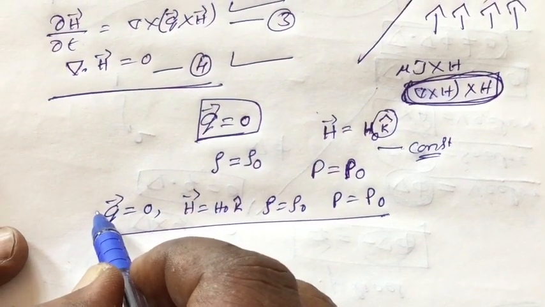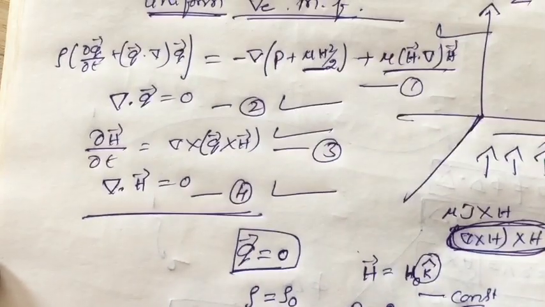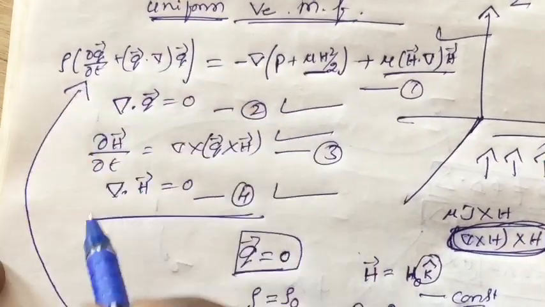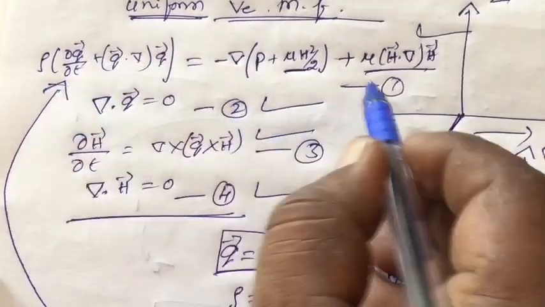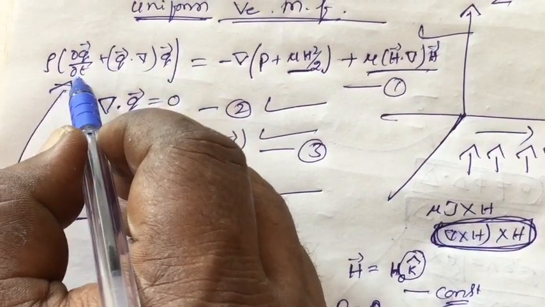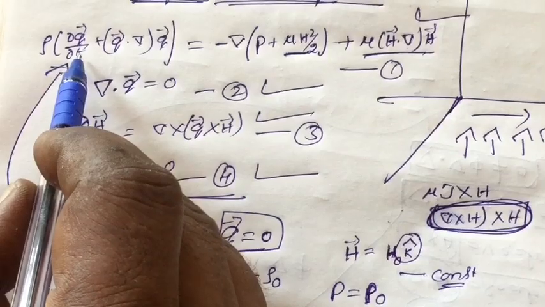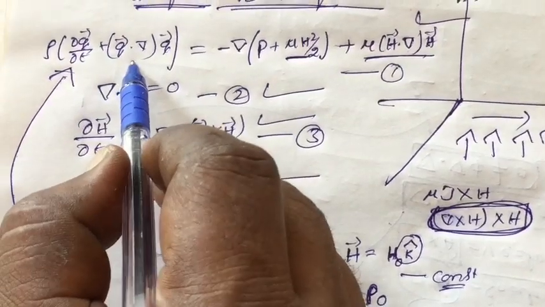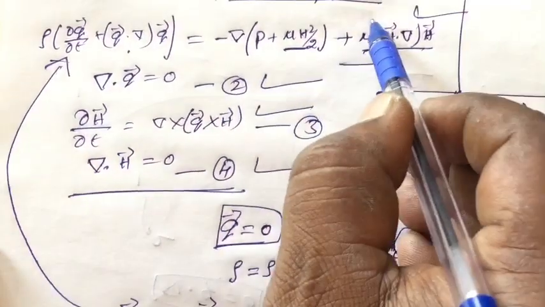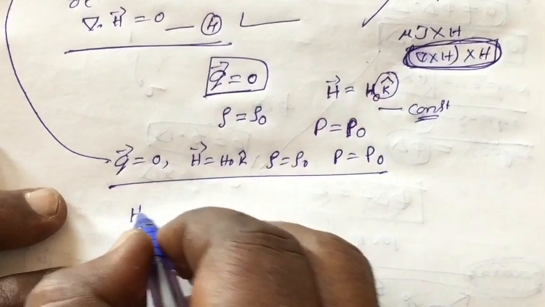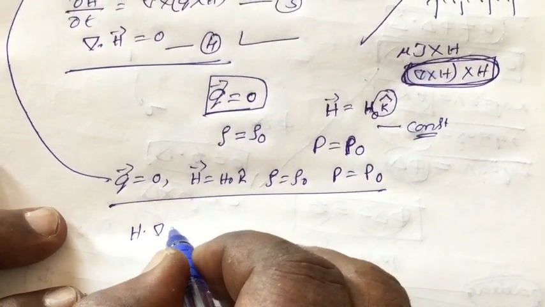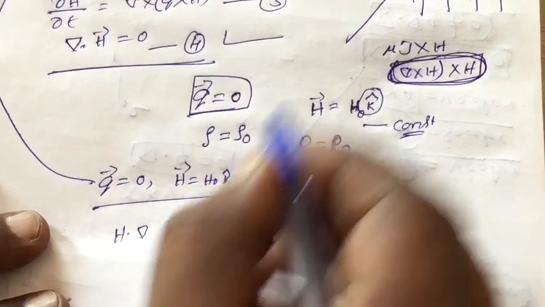Now substitute this basic state in the momentum equation. By substituting, del Q by del T becomes 0 because Q is 0, and this term becomes 0. And what about this term? H dot gradient of H, with respect to x, y, z.